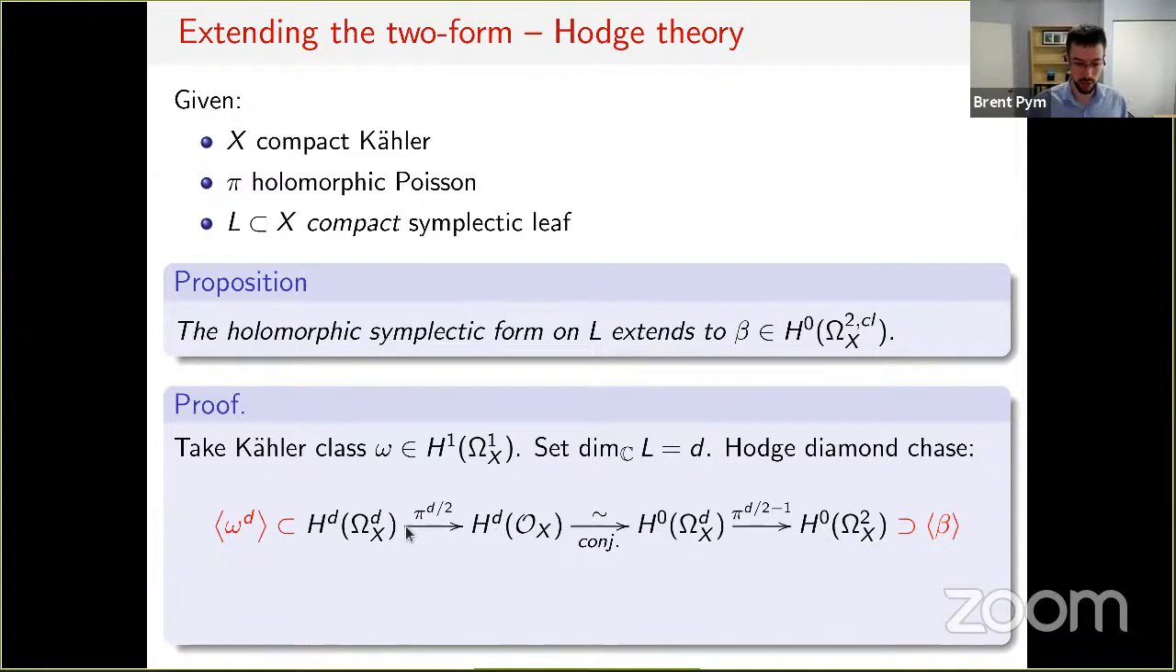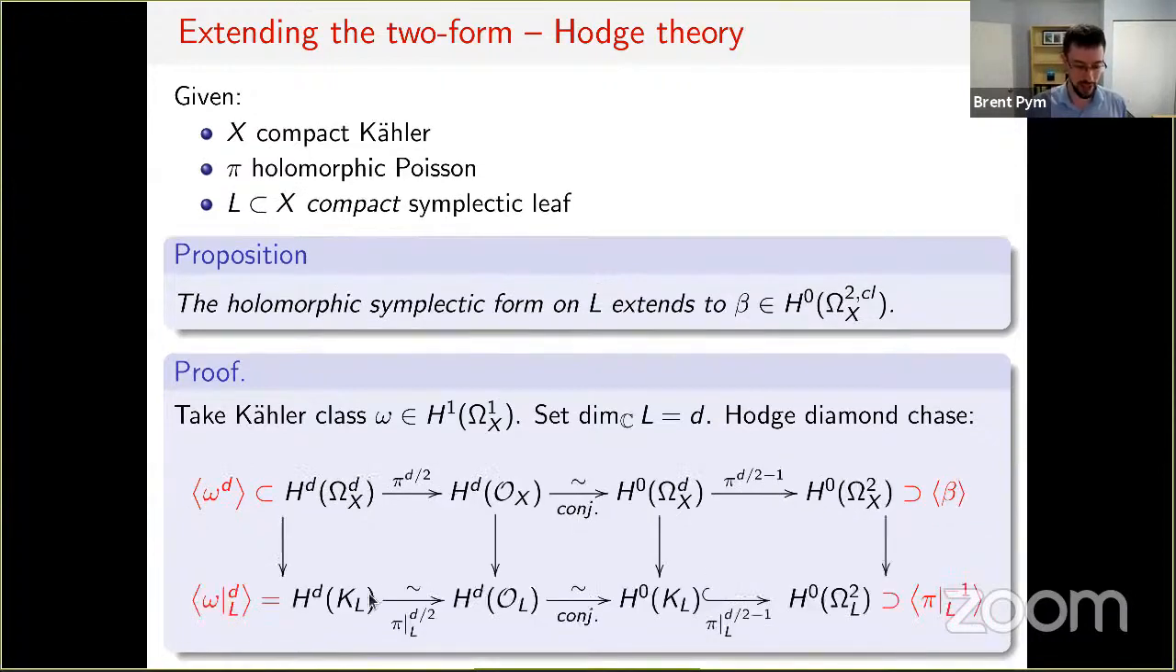Okay, so this gives me a sequence of maps starting on the left and going to the right. So the line which is generated by omega to the d maps to some line in this vector space. Okay, so omega to the d maps to some holomorphic two-form beta. And what I claim is that this beta does the job. Okay, it's an extension of the holomorphic symplectic form on L. So to see that, we're just going to repeat the same sequence of maps, but we're going to do it on L instead of X.